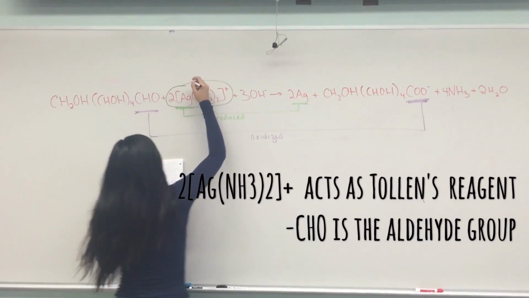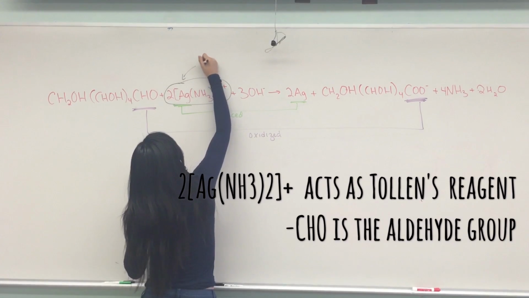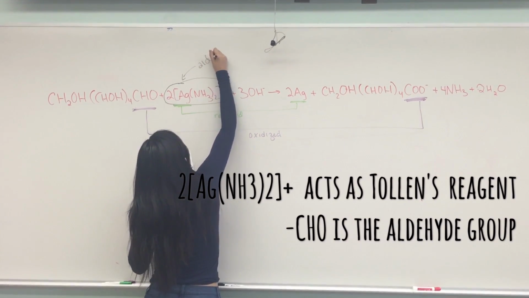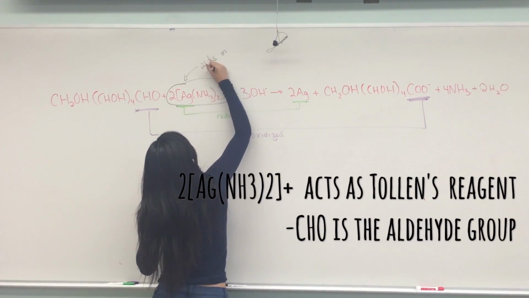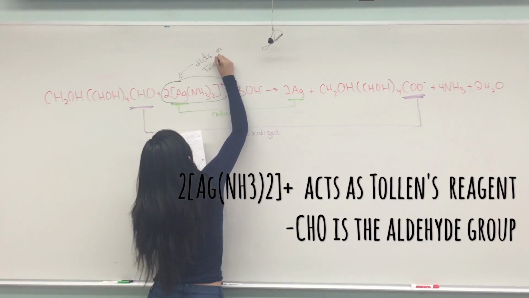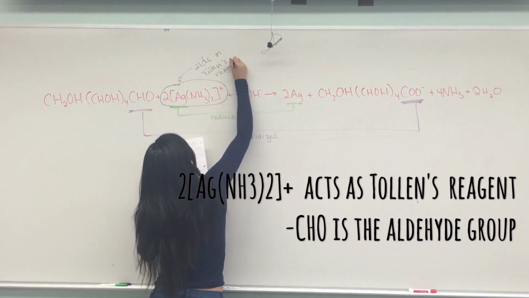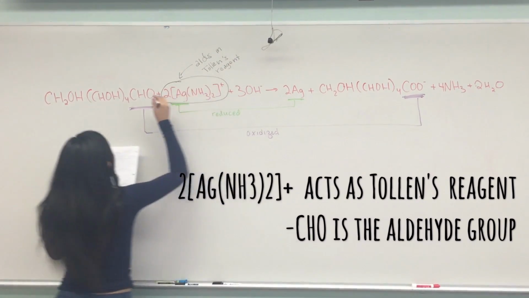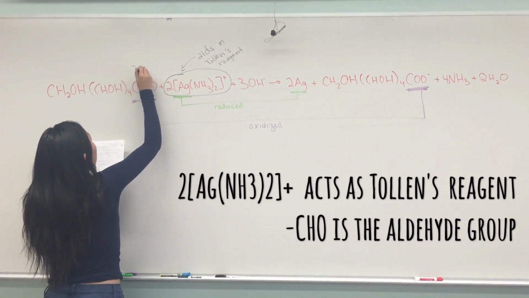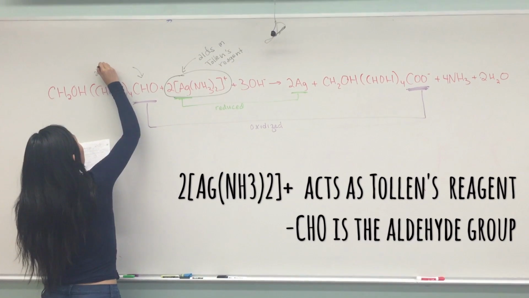The silver diamine ion also acts as the Tollens' reagent in this experiment. Because dextrose contains an aldehyde group, it produces a positive Tollens' test. Evidence of this is that it reduced the ion to metallic silver, and because of this, dextrose is also called a reducing sugar.